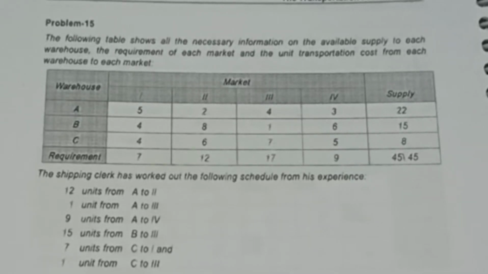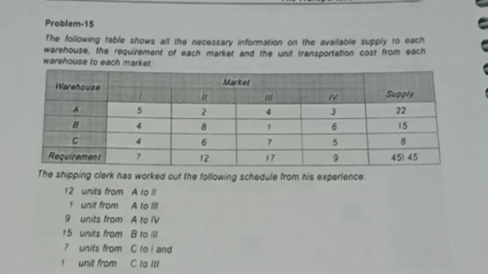My name is Seema Gupta and today I will explain an advanced problem of the transportation problem chapter. You can see we have been given this table, and in this table all the necessary information on the available supply to each warehouse, the requirement of each market, and the unit transportation cost from each warehouse to each market is already given. And as you can see in this table, the clerk also already worked out the schedule from his experience and he already did the allocation.